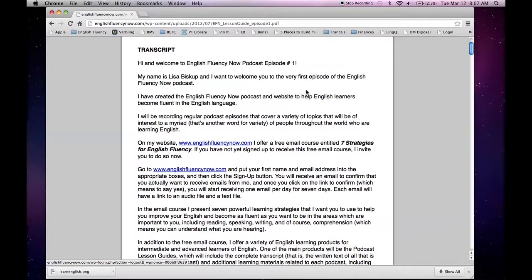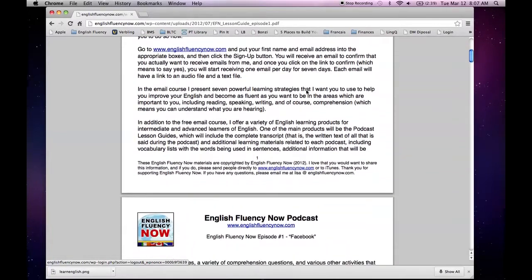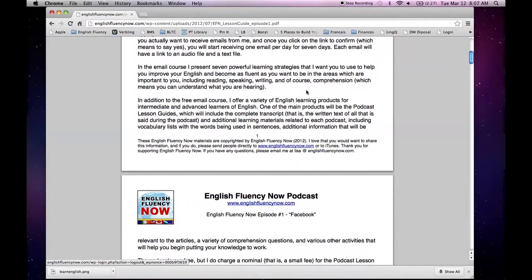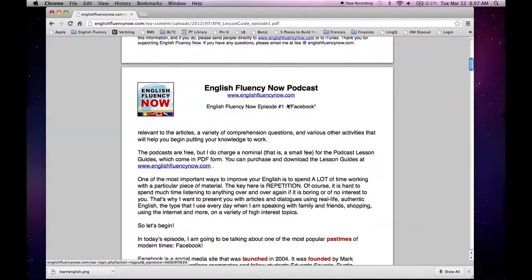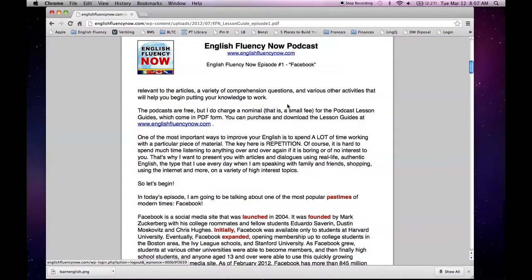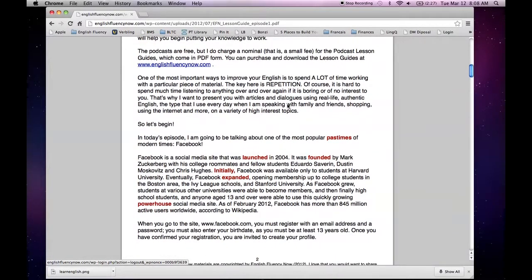And if you have the written transcript, then you will be able to read along, and if there are any words or phrases that you cannot understand, you'll be able to see them here and then use your own dictionary or perhaps an online dictionary to help you look up the words, and you can take notes if you print this out and just use it to help you improve your English.